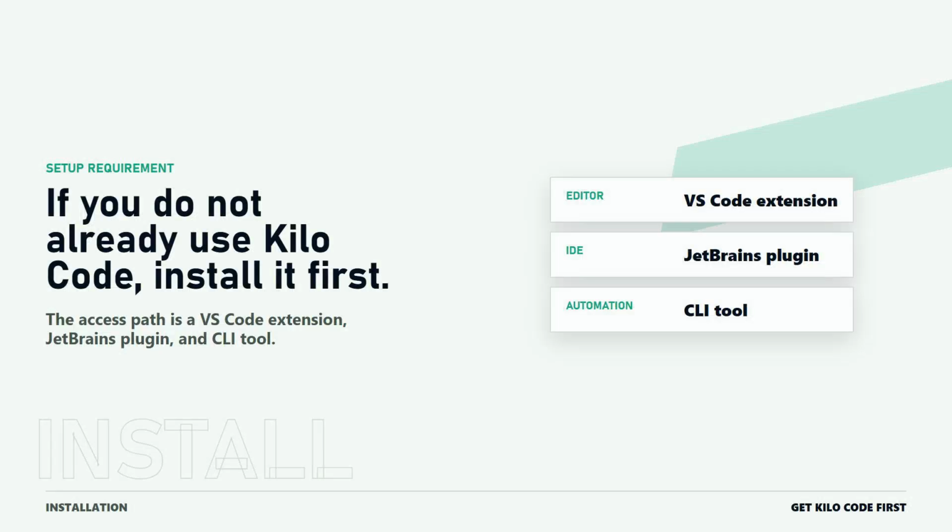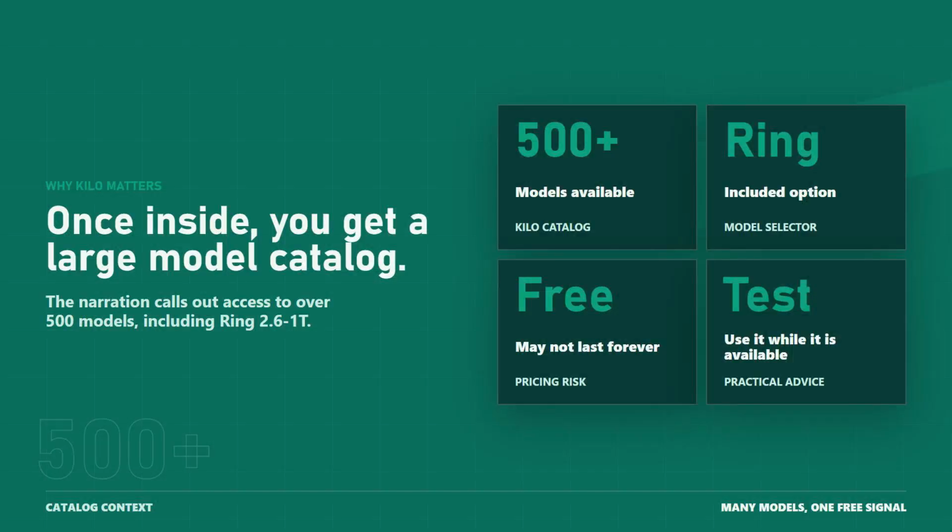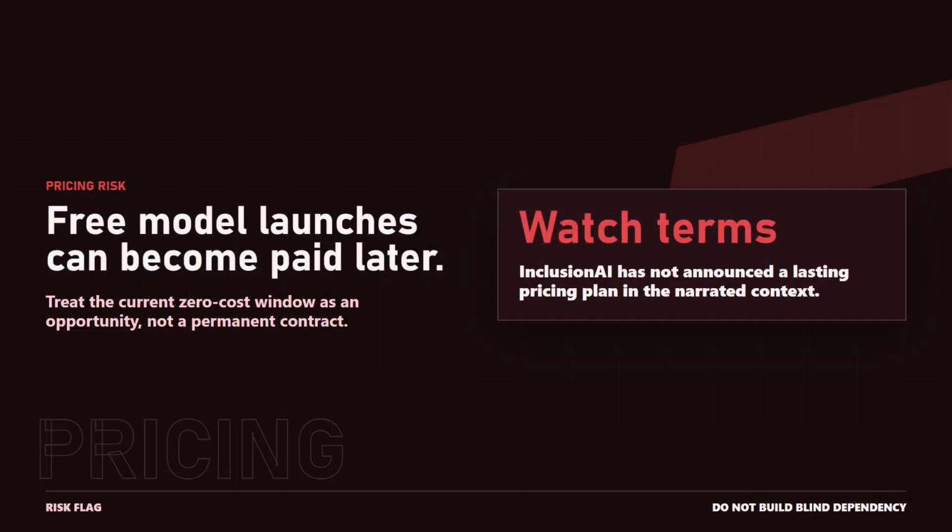KiloCode is a VS Code extension, JetBrains plugin, and CLI tool. So if you're not already using KiloCode, you'll need to install it. But once you do, you get access to over 500 models, including this one. Also note, the free pricing might not last forever. InclusionAI hasn't announced a pricing plan yet, but free models often go paid after the initial push.